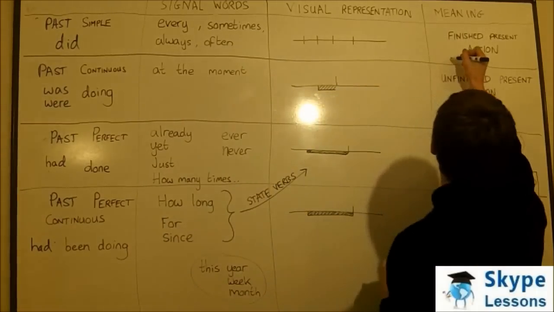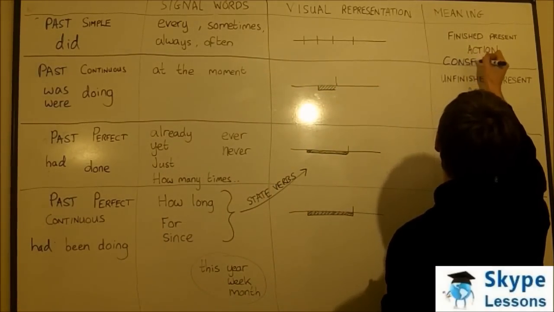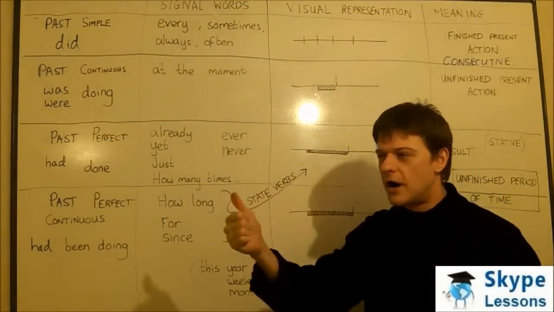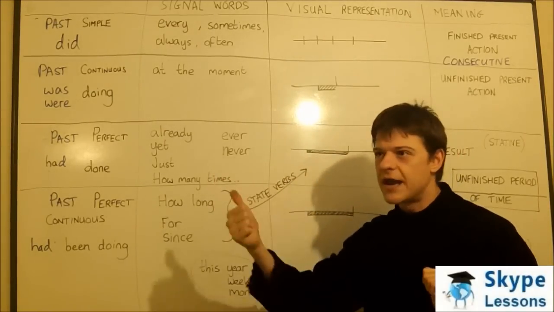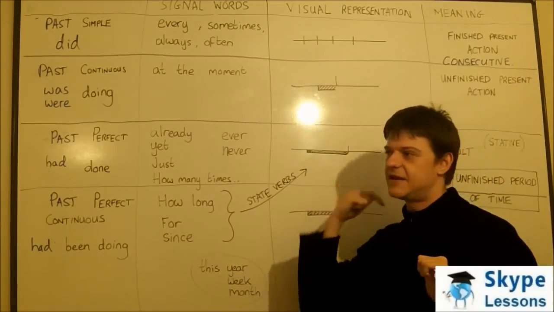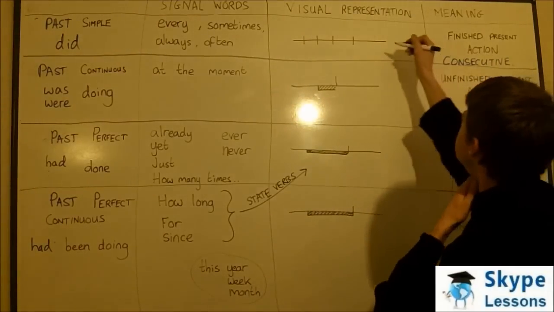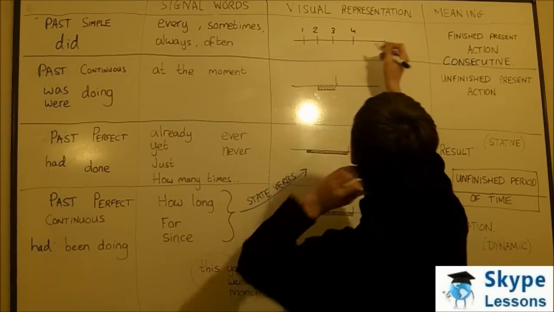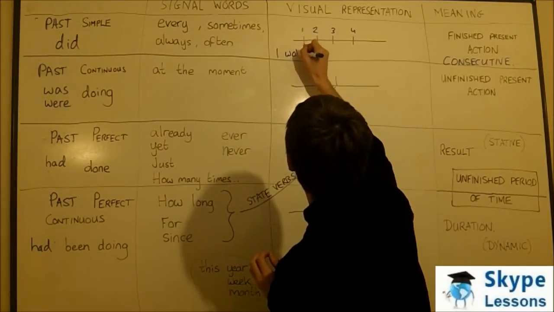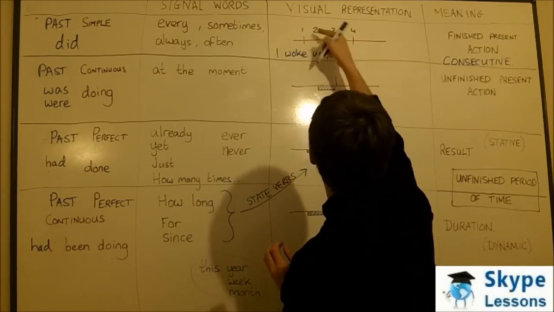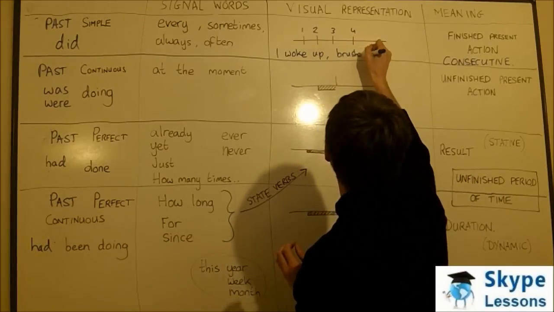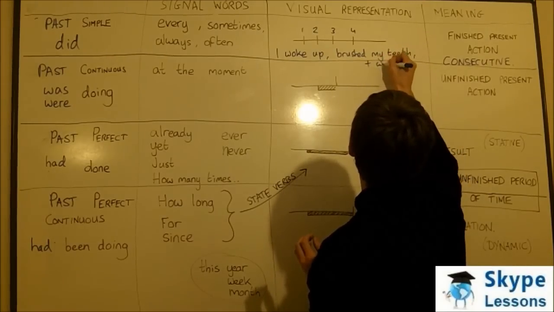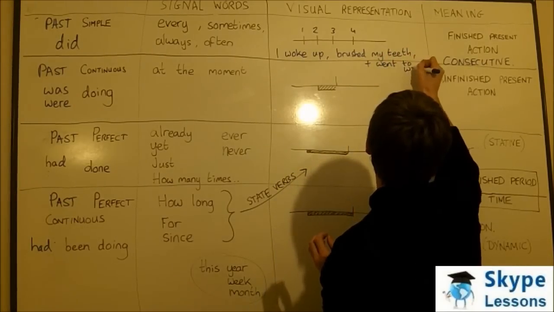Now, if you want to give consecutive details of a story, and when I say consecutive, I mean 1, then 2, then 3. Yeah, 1 happens, and then the next 2 happens, and then next 3 happens. So for consecutive moments, we must use past simple. And so if I can give a quick example, I woke up, brushed my teeth, and went to work. Woke up happened first, brushed my teeth happened second, and went to work happened third. Okay, that's how we use past simple.